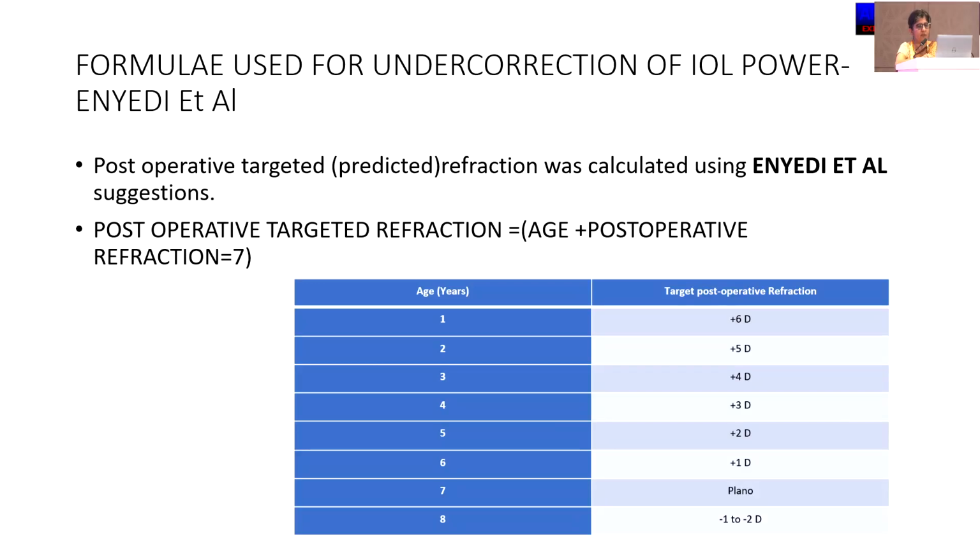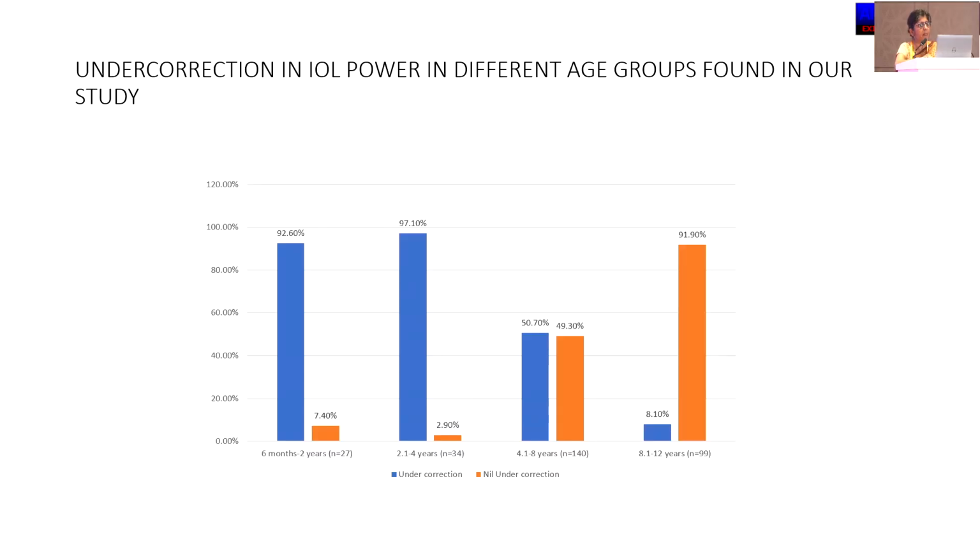We had a target refraction. So these are just graphs showing that a lot of times we got surprises in what we actually targeted versus what we got immediately post-op. This graph shows that most of the patients that we targeted hypermetrope were hypermetrope, especially in the younger age group, 6 months to 2 years. And in the older age groups, we did not target hypermetropia, we targeted emmetropia.